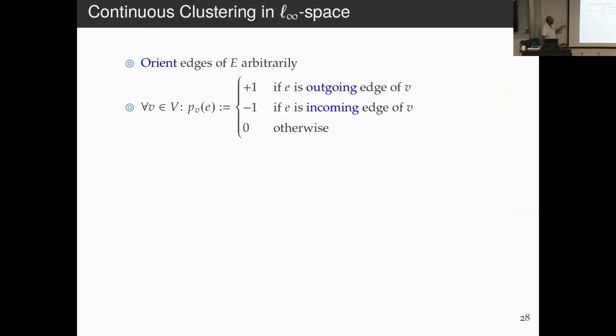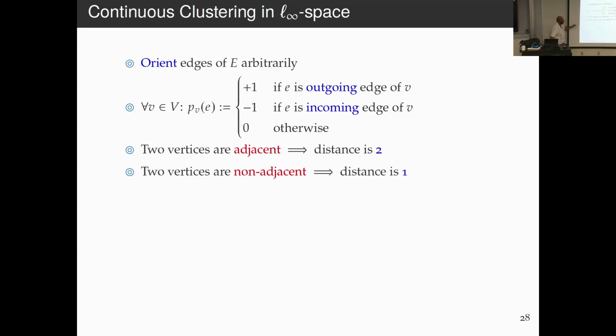So you are given a graph G, right? So you orient the edges arbitrarily. Now for every vertex, we want to build a point. Let PV be that point. And now every coordinate corresponds to an edge. This edge is either incident on the vertex, or not incident on it. And since we have oriented it, it's either incoming, outgoing, or not adjacent. So if it's outgoing, write +1. If it's incoming, write -1, and otherwise write 0. Okay, so this is the construction.